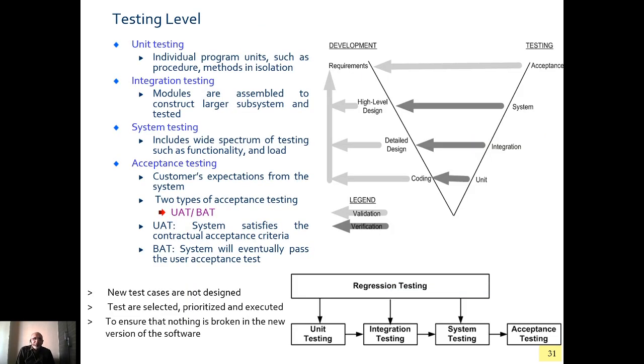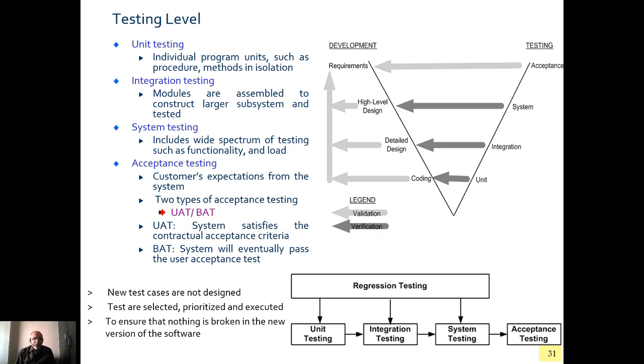Next is the level of testing, unit testing. Units such as procedures and methods are tested in isolation. In integration testing, modules are assembled together into a larger subsystem. In system testing, the subsystems are integrated, so you target the functionality and load. In acceptance testing, you work out the customer's expectation from the system.